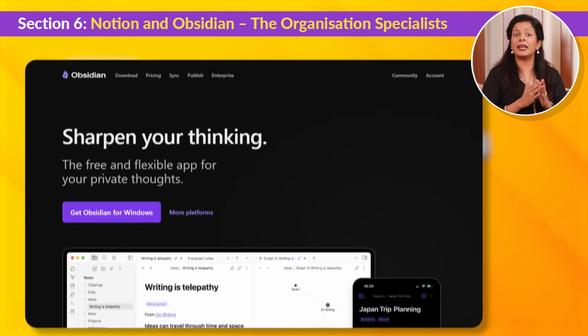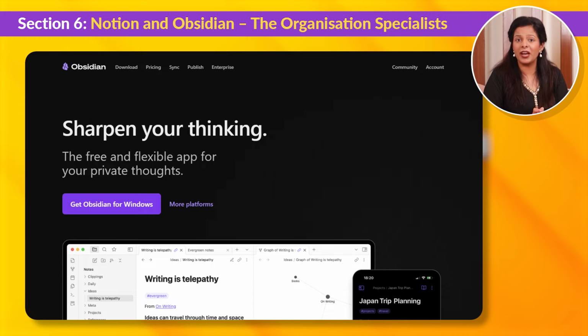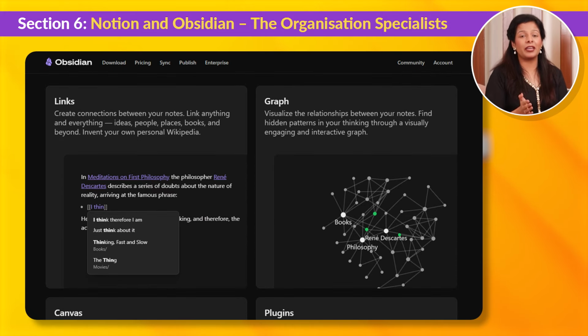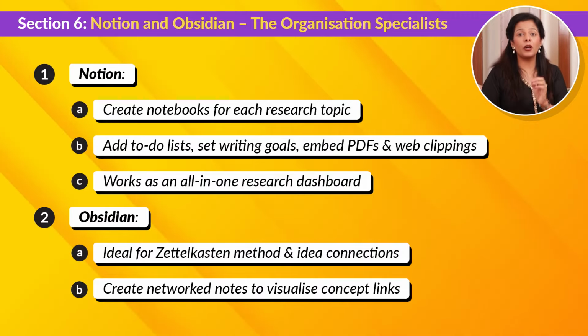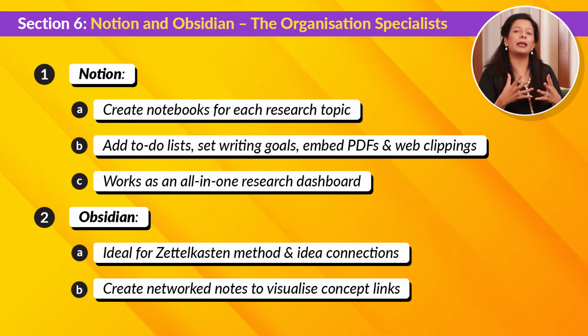Obsidian, on the other hand, is perfect for those who like to connect ideas using the Zettelkasten method. It lets you create network notes so you can visualize links between different concepts and research findings. If Notion is like having Jarvis from Iron Man, Obsidian is like having a digital mind map that keeps track of everything you think and write.